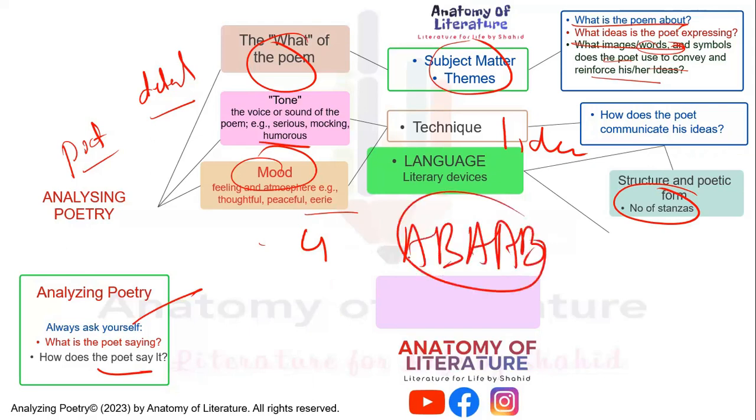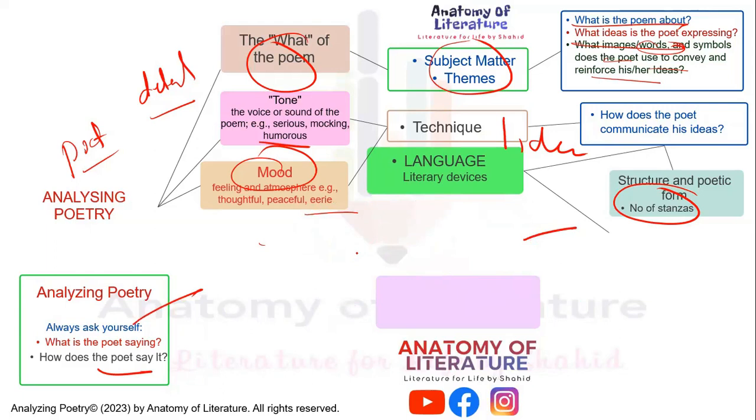I'll be explaining this in my next slide too, what the rhyme scheme is and how I'll be able to identify it. So we'll be identifying that in the next slide. The structure reflects the contemplative nature of the speaker's reflection.